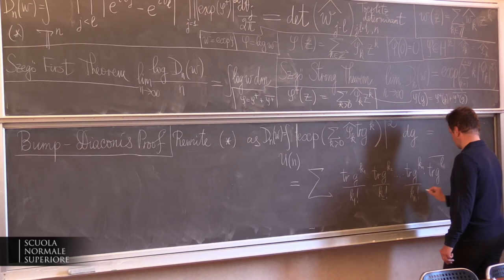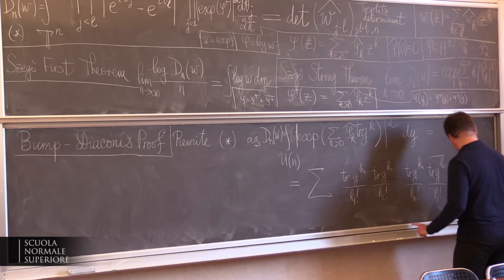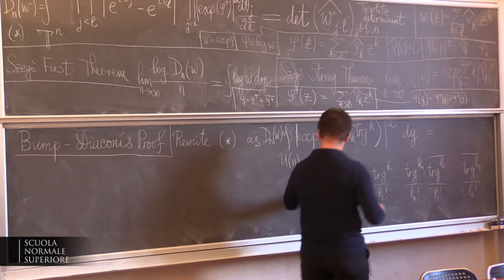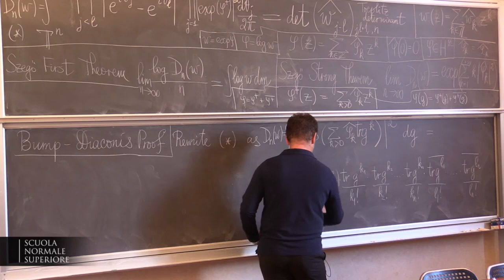Sum over everything. Oh, excuse me, and the main term, of course, thank you very much, is phi k1 through phi kn times phi bar l1.